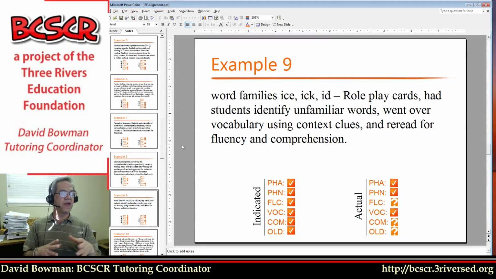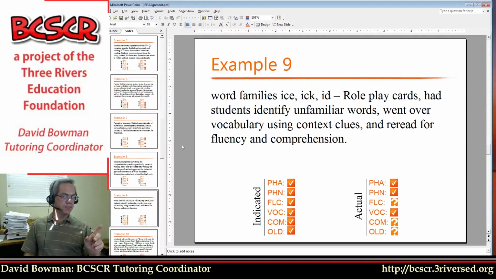Example 9, word families, ice, ick, id, role play cards. Had students identify unfamiliar words, went over vocabulary using context clues, and reread for fluency and comprehension. The tutor indicates addressing all 6 components. And I would say yes, certainly for some of them, and maybe for others. So phonemic awareness and phonics, we're looking at word families. We're looking at those sounds within words, how do we find them, and then we're going to look at printed words most likely, and pronounce those words out loud. So yes on phonics and phonemic awareness.